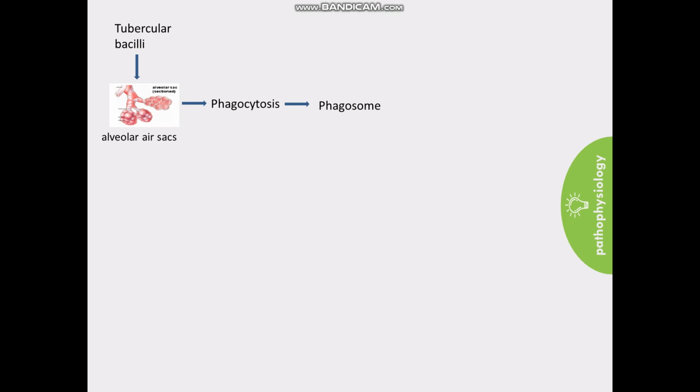or eliminate the Mycobacterium tuberculosis, and the Mycobacterium tuberculosis is able to reproduce inside the macrophage, and that is called primary infection.